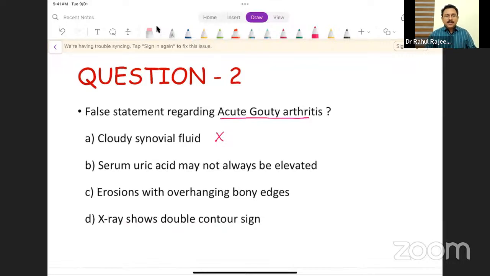Coming to the next option, serum uric acid may not always be elevated. Now this one is also a true statement. The reason is because you would all expect uric acid to be elevated in acute gouty arthritis. In fact, it is correct that hyperuricemia is a prerequisite for acute gouty arthritis.